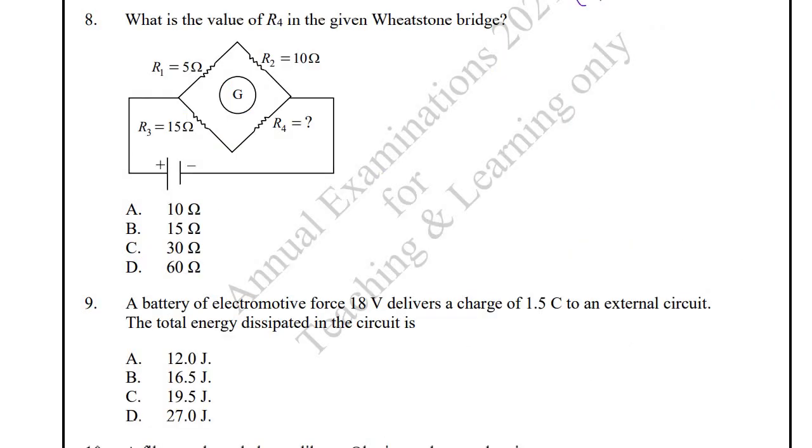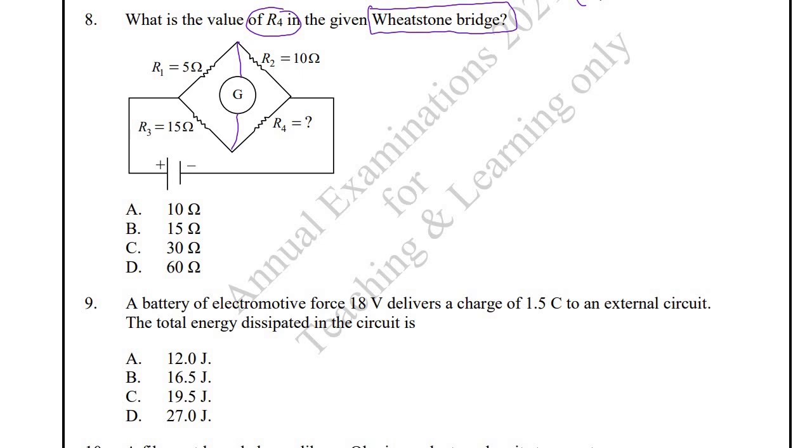What is the value of R4 in this Wheatstone bridge? So a Wheatstone bridge is a setup of an electric circuit consisting of 4 resistors, in which 3 are known and 1 is unknown, so that we can find the value of the unknown resistance. Between these two terminals of the resistance, we have a galvanometer connected, and the other two ends are connected with the battery.